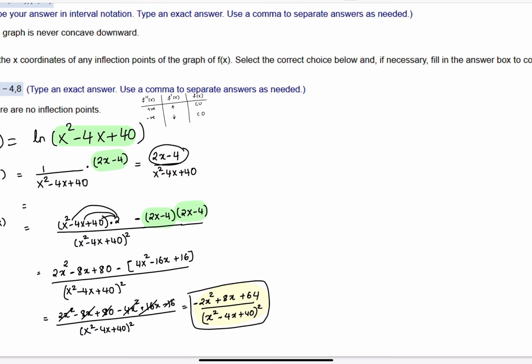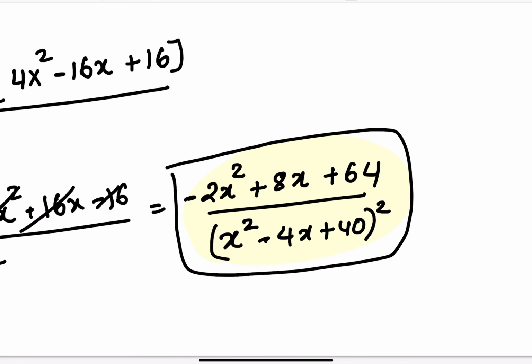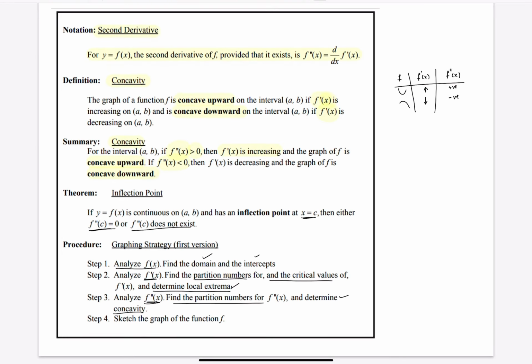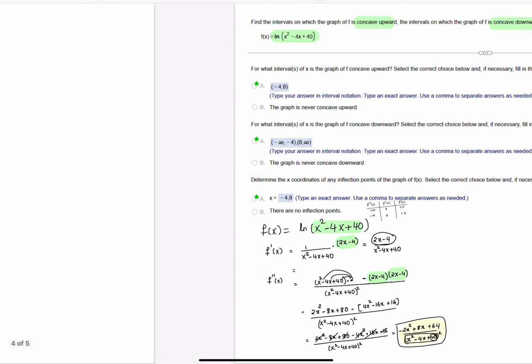X squared minus 4x plus 40. This whole thing squared is always greater than 0. So the denominator can never be 0 in this case. I'm talking about, this is a rational function, right? The denominator can never be equal to 0 because no matter what I plug in, I will always have this 40 squared. So there's no way the denominator is equal to 0.